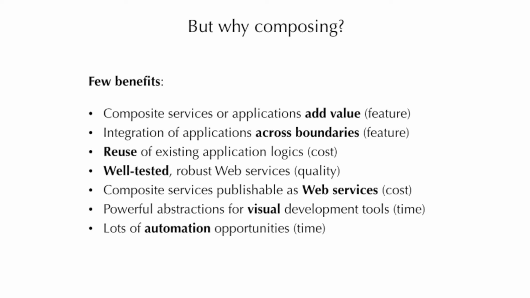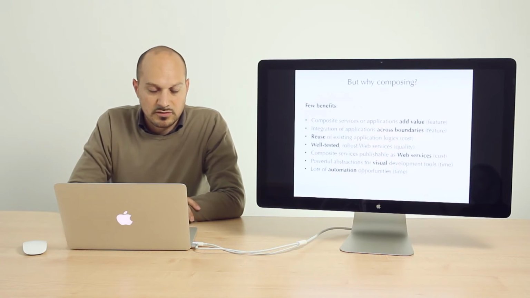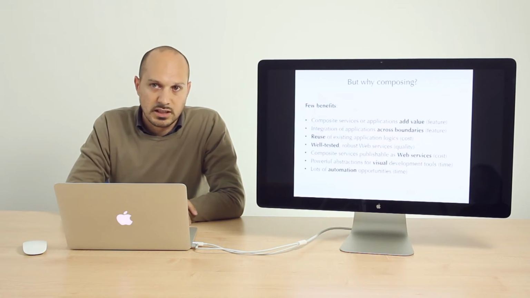And then, given the standards and by now, let's say, 10 years of experience in web service development, we have good and powerful abstractions for the development, for example, of visual development tools or of other aids for developers. This, of course, reduces the development time of a composite application. And finally, again thanks to the availability of standards and the good experience so far with web service technology, there's a huge potential for automation in the context of web services. We will see this perhaps as one of the very advanced aspects at the end of this lecture.